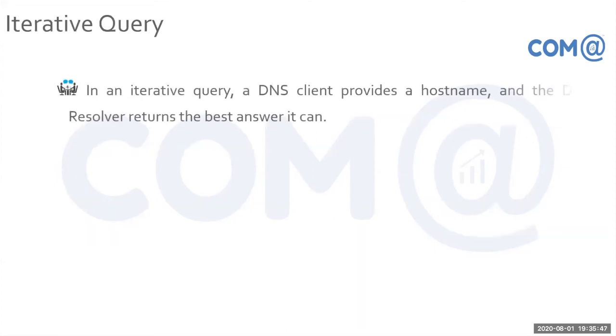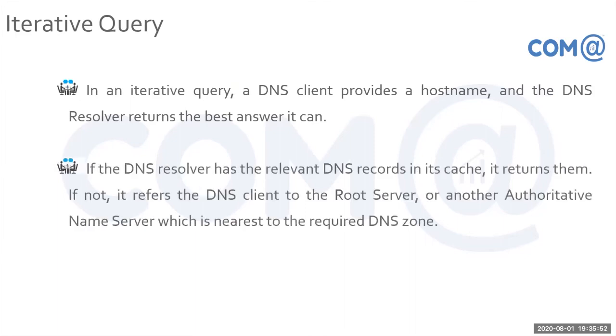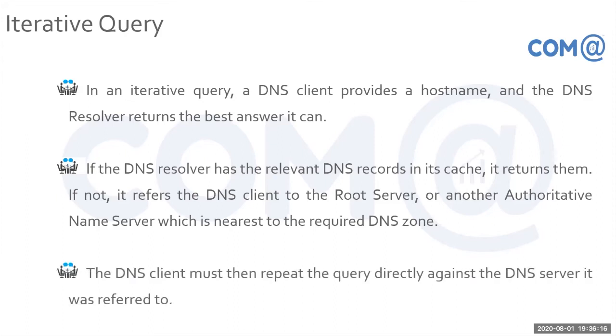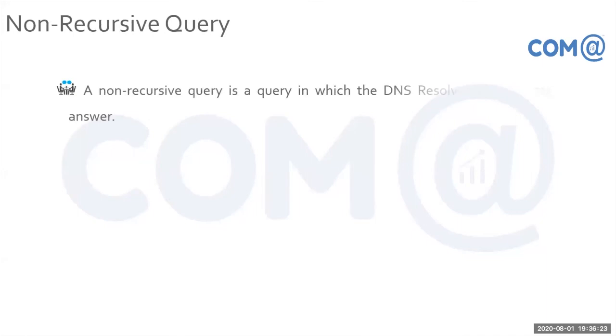And speaking about the iterative query, in an iterative query, a DNS client provides the host name and the DNS resolver returns the best answer it can. If the DNS resolver has the relevant DNS resource records in its cache, it returns them. If not, it refers the DNS client to the root server or another authoritative name server which is nearest to the required DNS zone. So the DNS client must then repeat the query directly against the DNS server it was referred to.